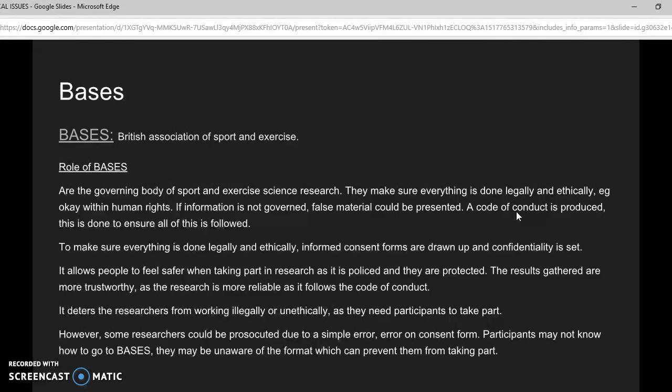However, some researchers could be prosecuted due to simple errors, like on the consent form. Participants may not know how to go to BASES. They may be unaware of the format, which can prevent them from taking part.